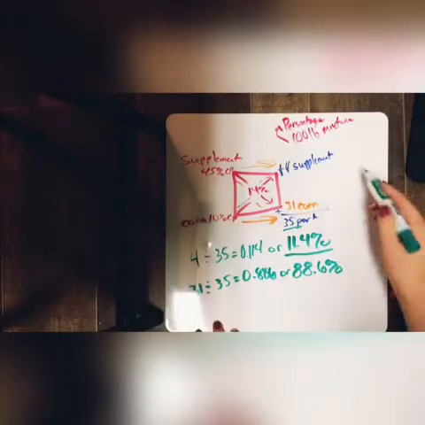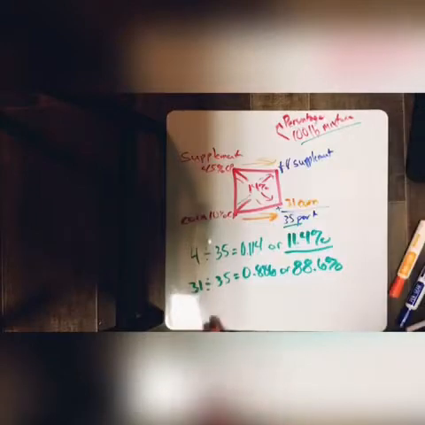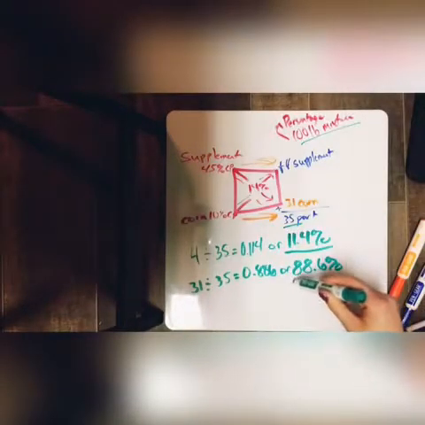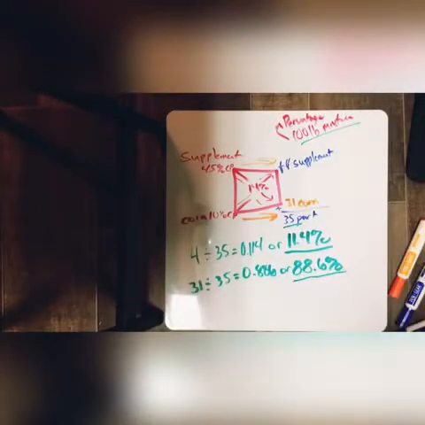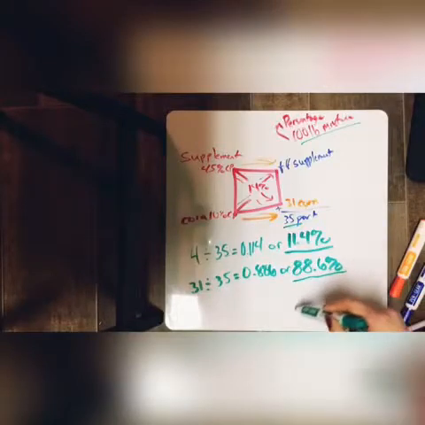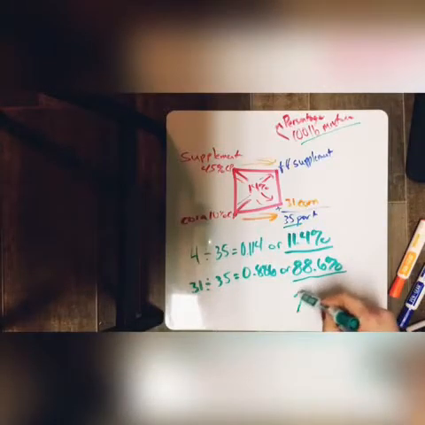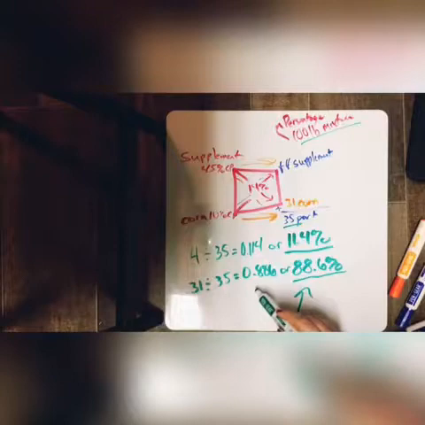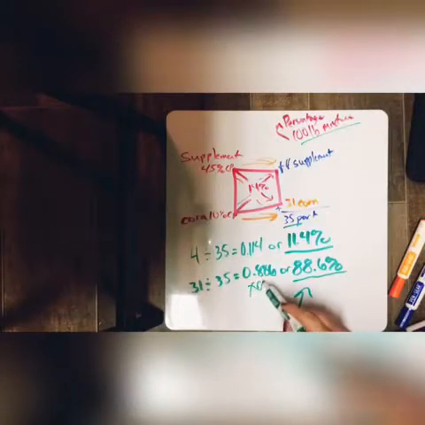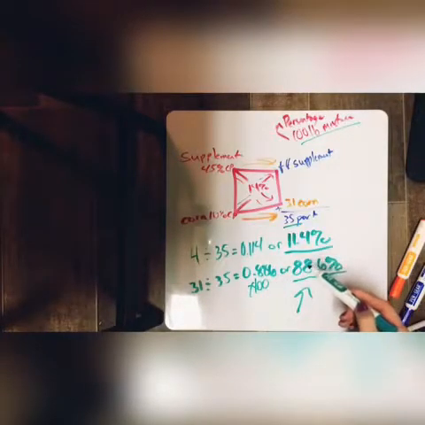88.6%. Now I asked you guys for a 100-pound mixture. Why I did this is I just wanted to show you the correlation between the two. A 100-pound mixture is the exact same as the percentage, just because you take this times 100 to get your 100%.